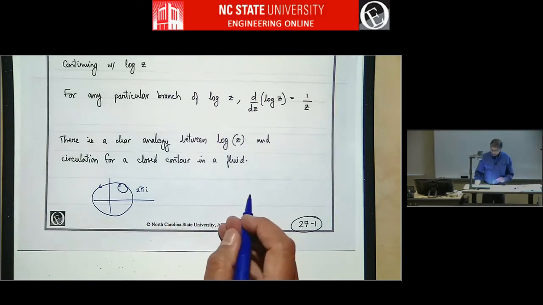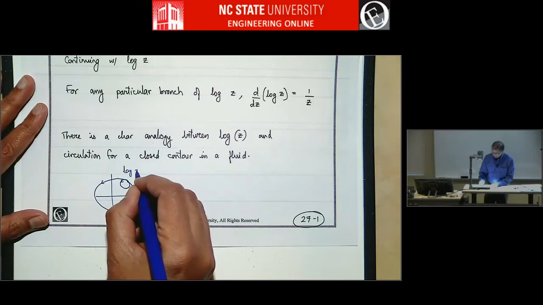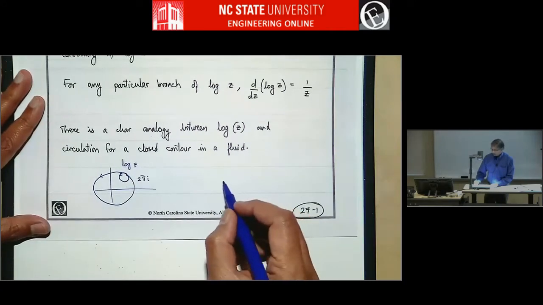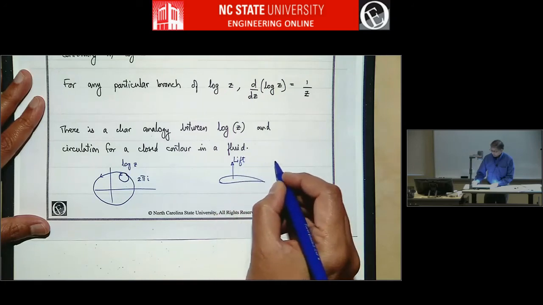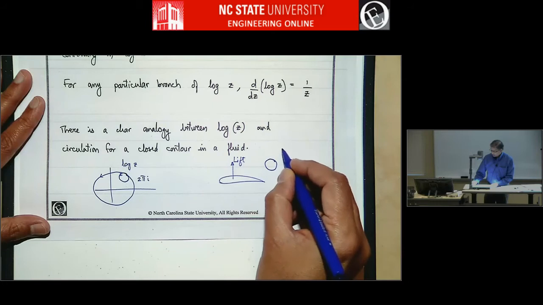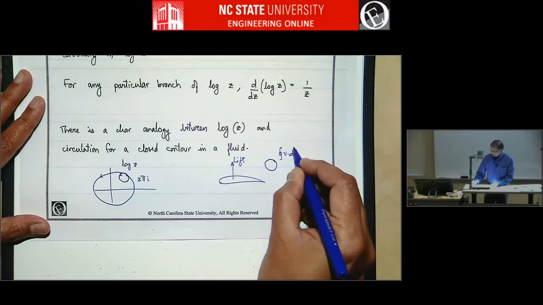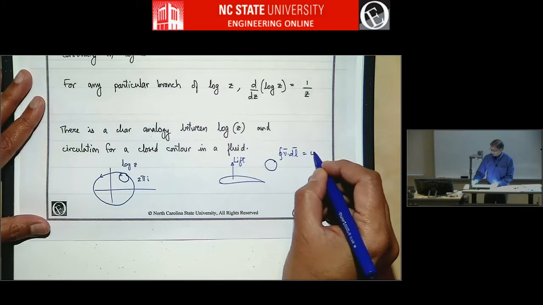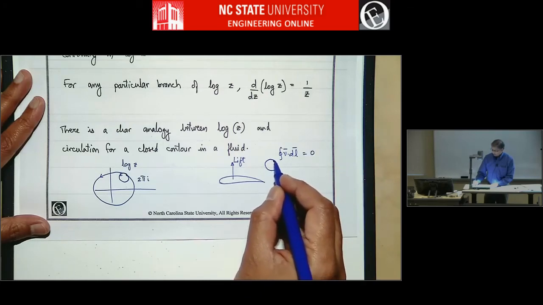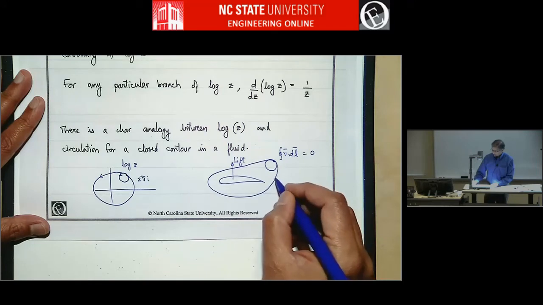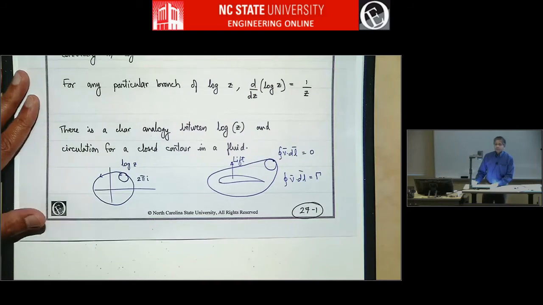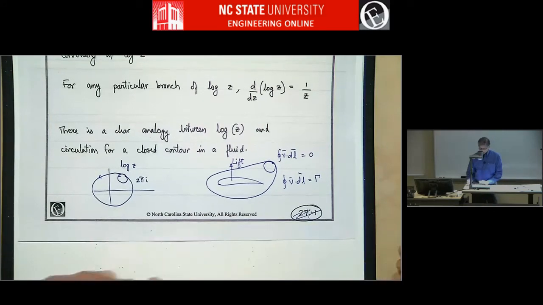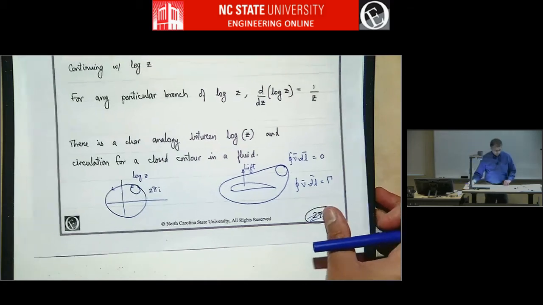Just like that, if you have a lifting airfoil, if you take a contour and do the integral of v dot dl, that will be equal to 0. But if you take a contour and go around like this, the integral of v dot dl will be equal to the circulation. So that's the connection, and this will come in useful later on.